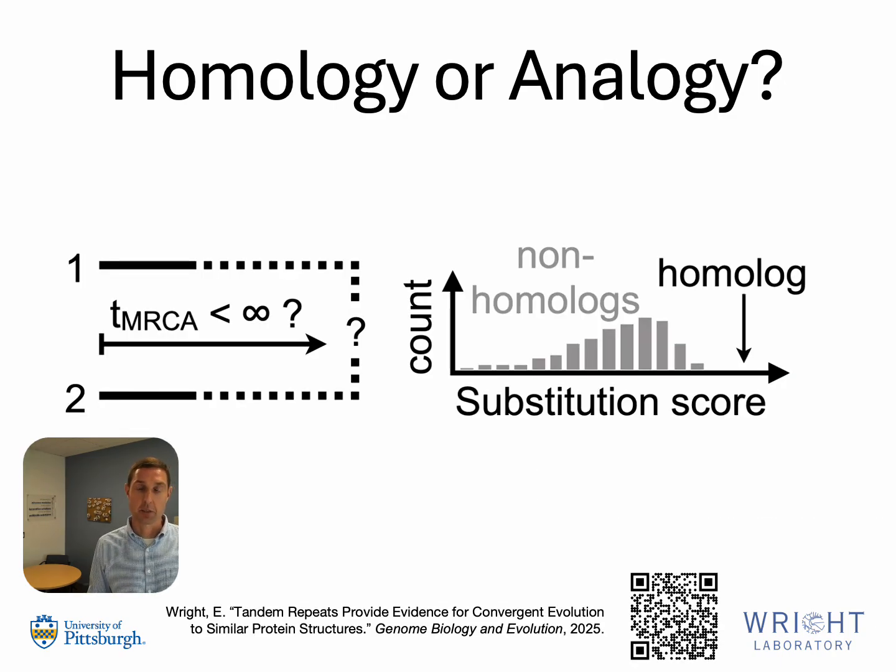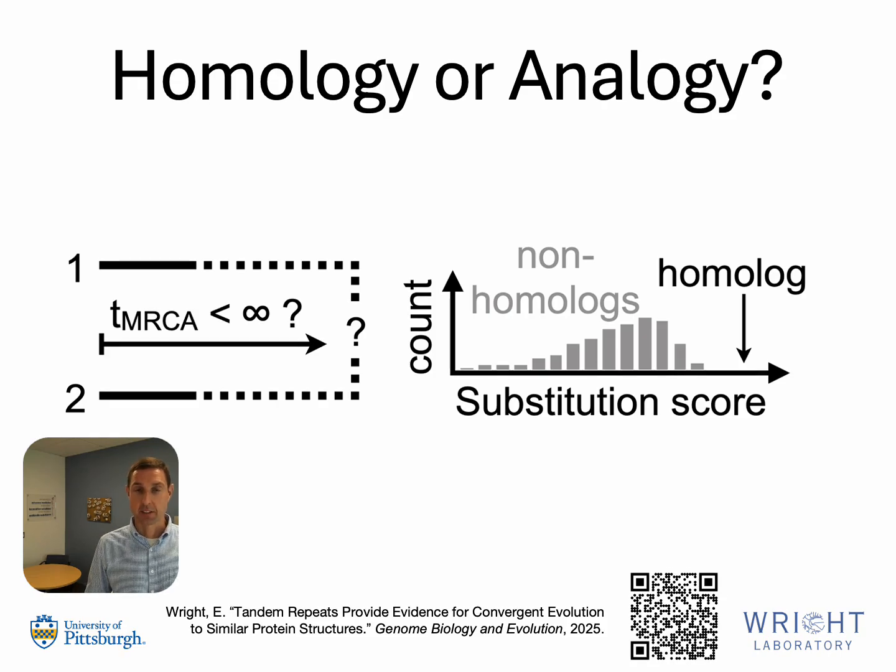What we really want to do is compute whether the time to most recent common ancestor of these two structures is less than infinity. That is, they are homologous. And we can do that by calculating substitution scores from the structural alignment. If something is a homolog, we would expect it to have a high structural substitution score relative to non-homologs, which we can get by permuting the residues in each of the structures.